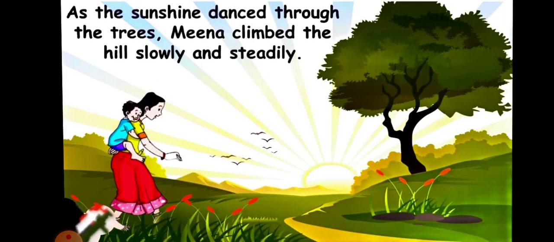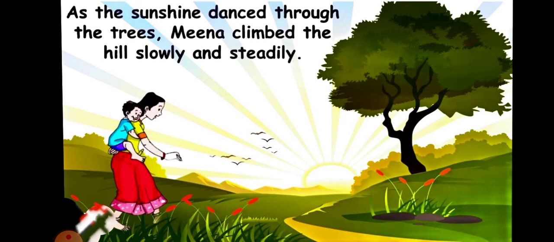As the sunshine danced through the trees, Meena climbed the hill slowly and steadily. Now Meena was climbing the hill slowly and steadily so that she would go to the top, to the holy place, without any trouble. And as the hill is slopy, we can slip from that slope, so that is why she was climbing the hill slowly and carefully and steadily, so she won't slip from the hill.